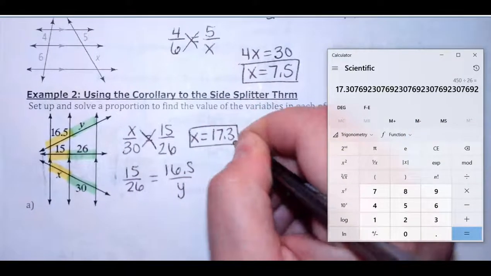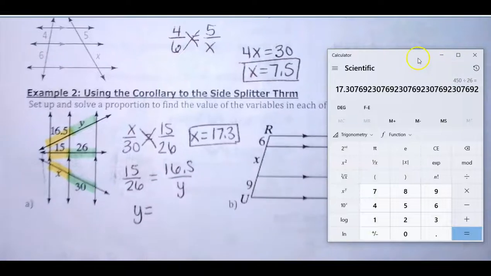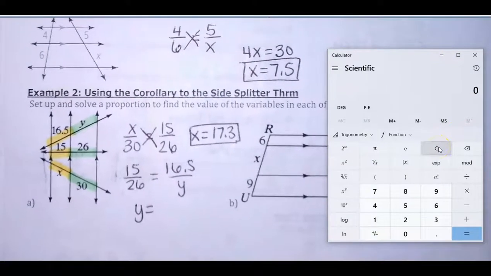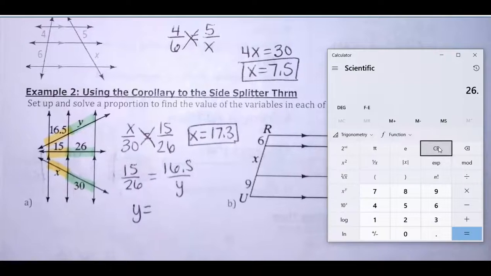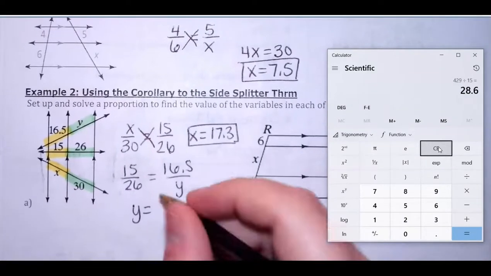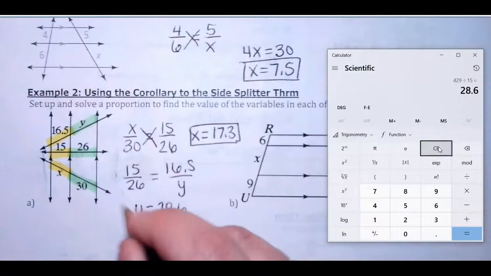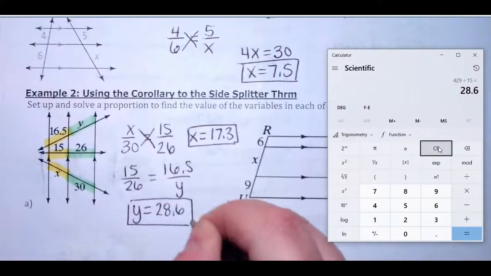If I'm going to find y here, let me clear that out. We're going to take 26 times 16.5, and there we go. And then I'm going to divide that by 15. And so this is a little bit nicer decimal here, 28.6, and I'm not rounding anything there.